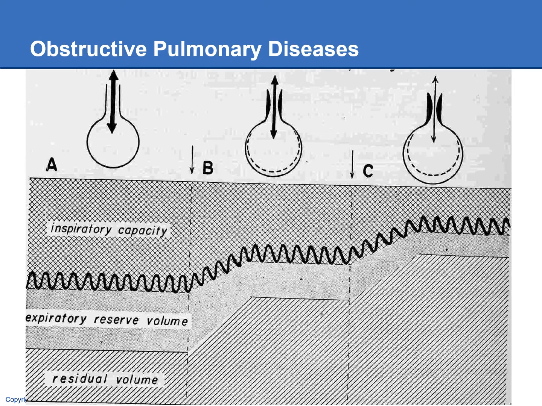So if we start over here on the left, A is normal. So we've got no increase in resistance in the airways in A. But as we work our way over to C, in C we've got a much higher resistance in the airway. So maybe this person's having an asthma attack.